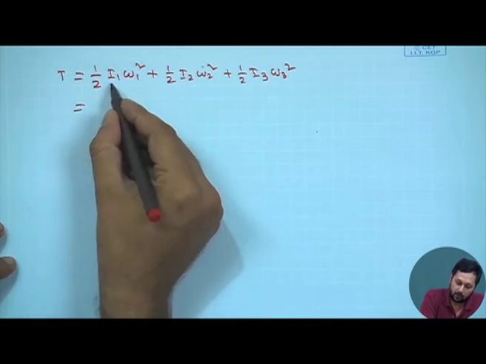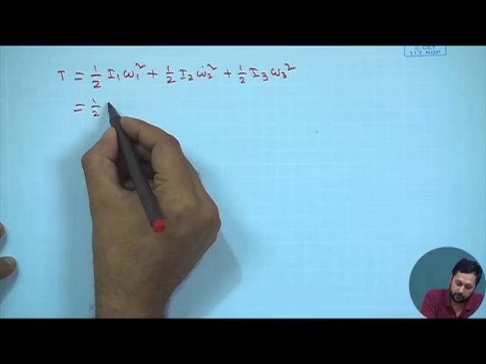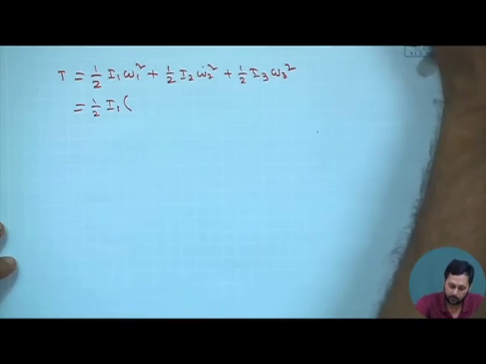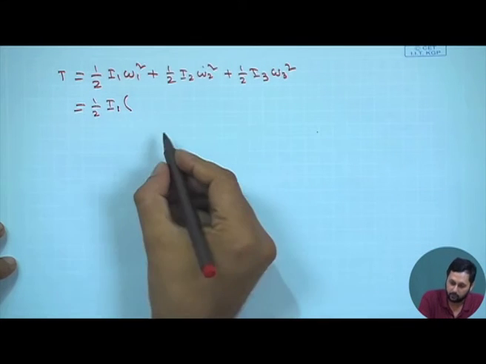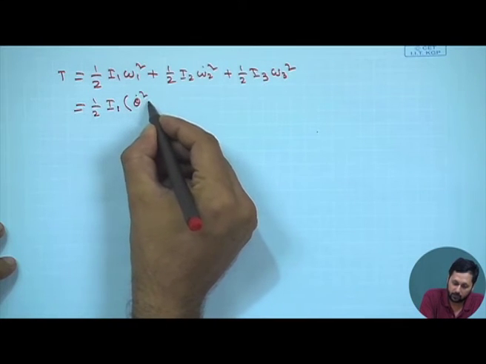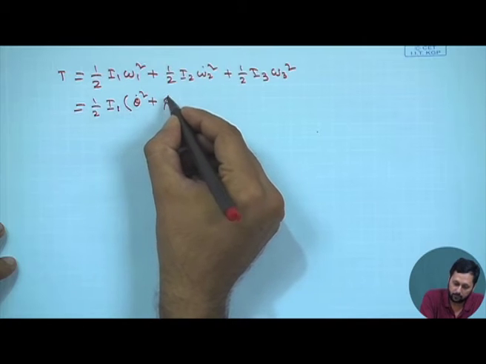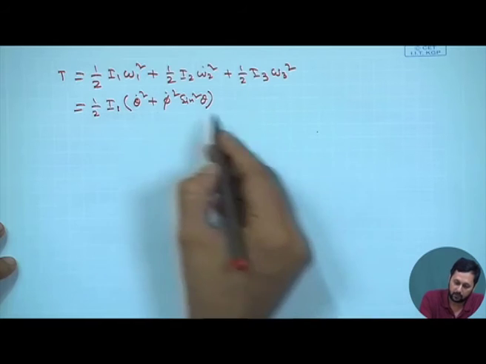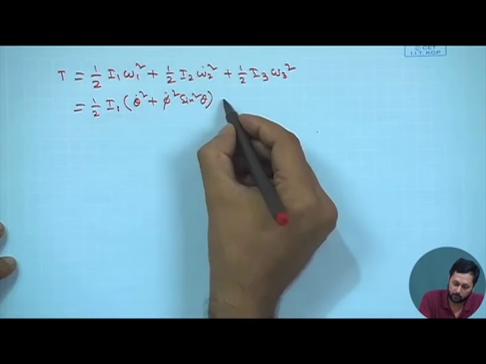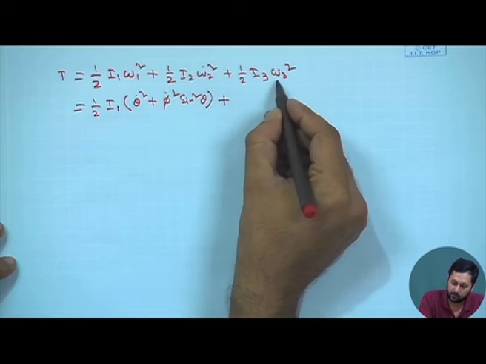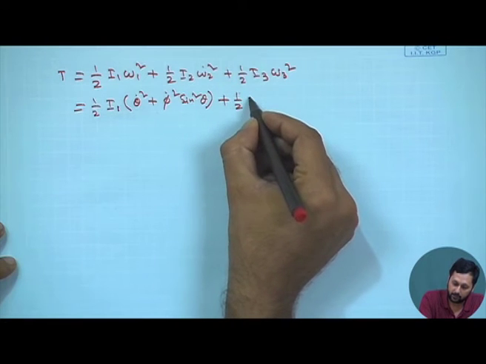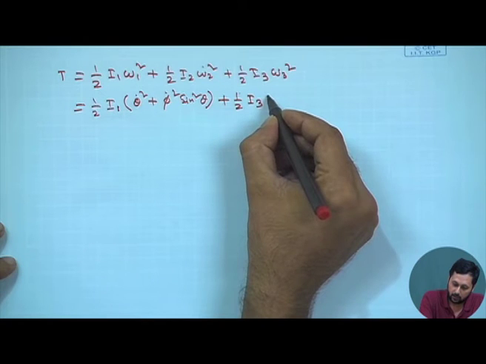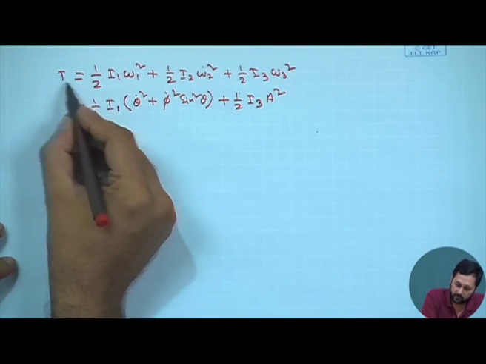Now, I1 and I2 are equal. So, the first term will be simply half I1. Now, putting the expression for omega 1 and omega 2, it will be theta dot square plus phi dot square sin square theta, right. So, this is the expression for omega 1 and omega 2, and for omega 3 once again we can put A. So, the third will be half I3 A square. Now, this is the expression for kinetic energy.